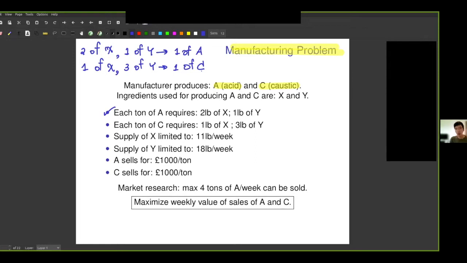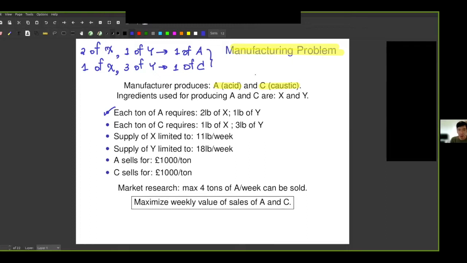So these are the translations of the real world requirements into a more mathematical way. Now suppose that I don't just want to produce 1 unit of A, but I want to produce x1 units of A, and I also don't want to produce just 1 unit of C, but I want to produce x2 units of C.